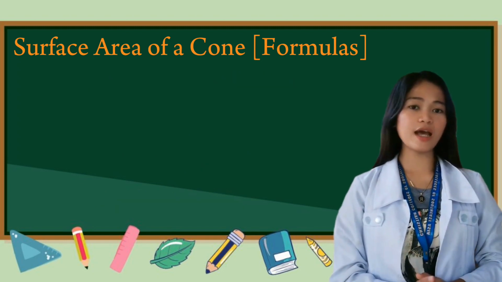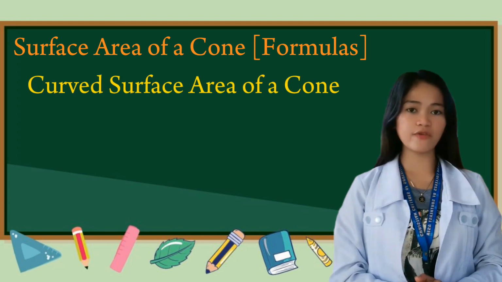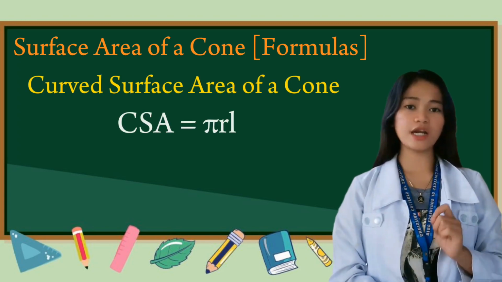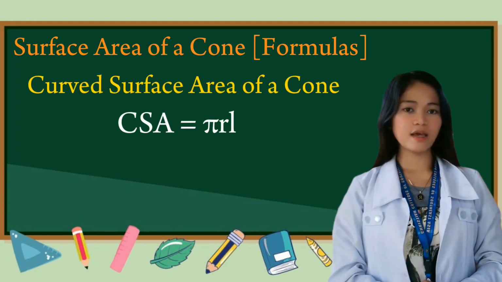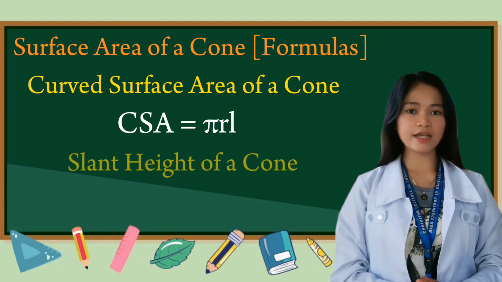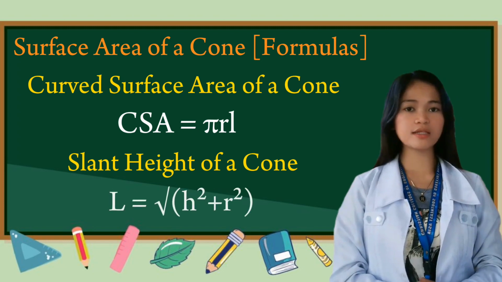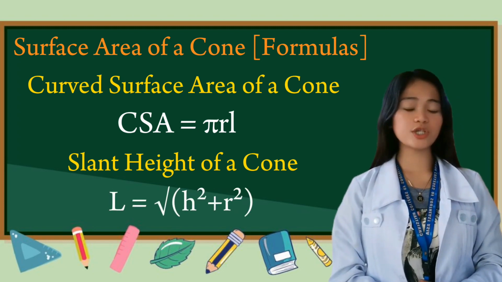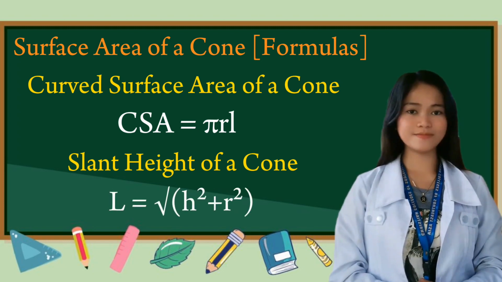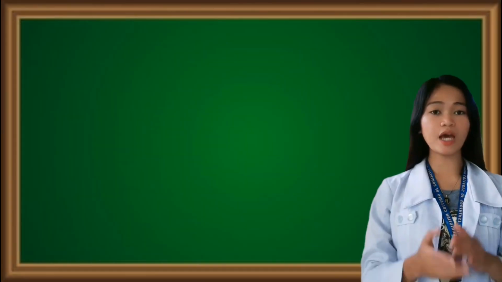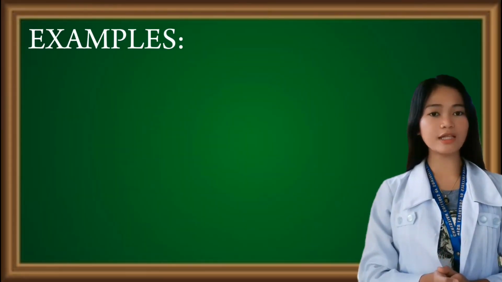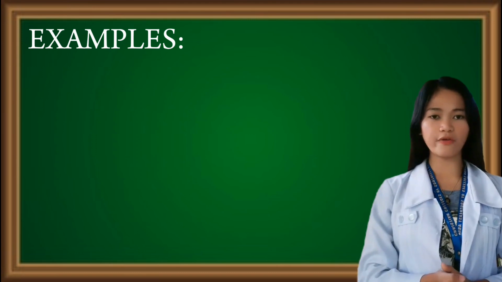And the formula to get the curved surface area of a cone is pi r L. And lastly, to calculate the slant height of a cone, we will use the formula L equals the square root of h squared plus r squared. This time, I will give you an example to calculate the surface area of a cone.